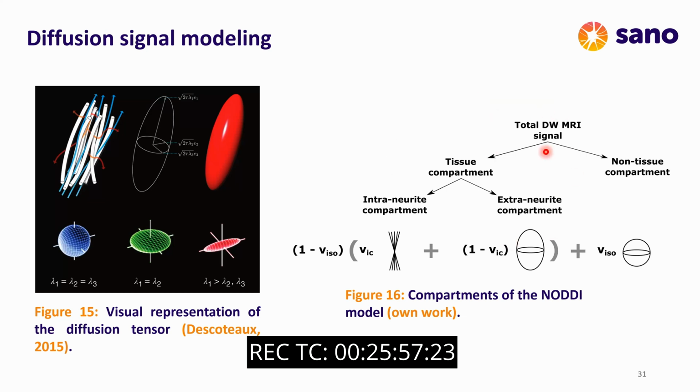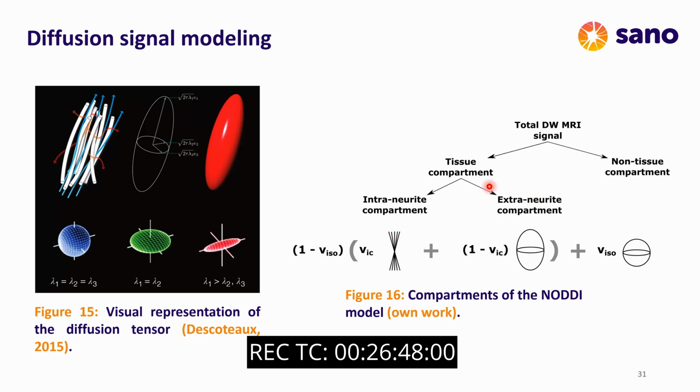The most popular biophysical model is the NODDI model, and NODDI adopts a tissue model that distinguishes 3 types of microstructural environment: non-tissue compartment, also called isotropic compartment, intraneurite or intracellular compartment, and extraneurite or extracellular compartment. The non-tissue compartment represents the space occupied by the cerebrospinal fluid, and therefore is modeled using isotropic Gaussian diffusion, so as a sphere. The intracellular compartment refers to the space bounded by the neurite membranes and is modeled as a set of sticks. And the orientation distribution of sticks can vary from highly parallel to highly dispersed.